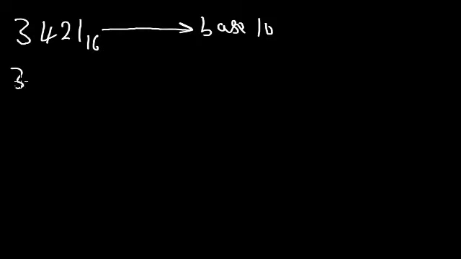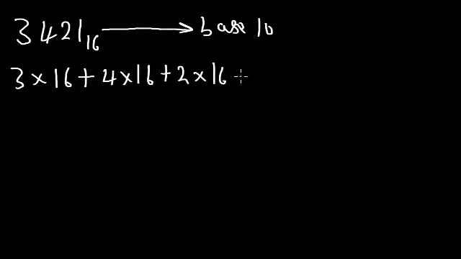So I'm going to take the first digit to the left and multiply it with the base 16. Since I'm going to add it to the next one, I'm going to add the addition sign. Then 4 times 16. I'm going to continue this pattern until I end the digits. So that's 2 times 16. And finally, 1 times 16.